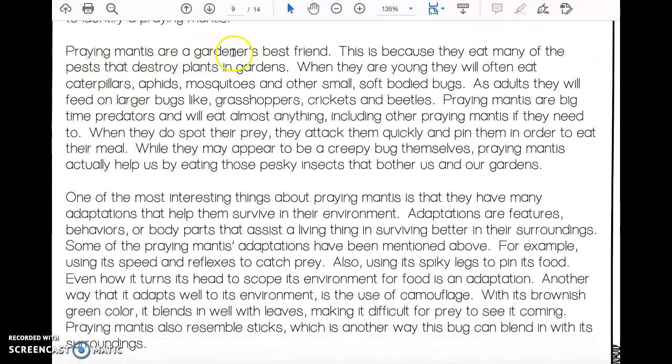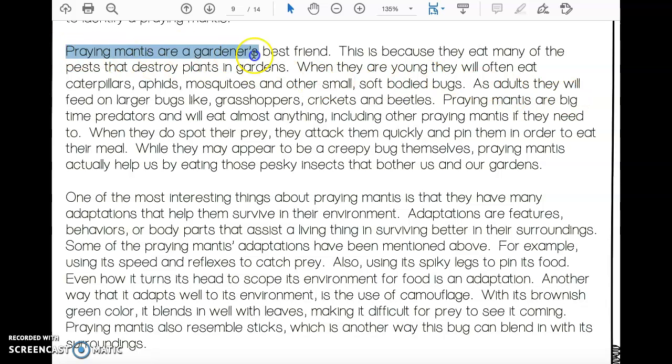Praying mantis are a gardener's best friend. This is because they eat many of the pests that destroy plants and gardens. When they are young, they will often eat caterpillars, aphids, mosquitoes, and other small, soft-bodied bugs. As adults, they will feed on larger bugs like grasshoppers, crickets, and beetles. Praying mantis are big-time predators and will eat almost anything, including other praying mantis if they need to. When they do spot their prey, they attack them quickly and pin them in order to eat their meal. While they may appear to be a creepy bug themselves, praying mantis actually help us by eating those pesky insects that bother us in our gardens.